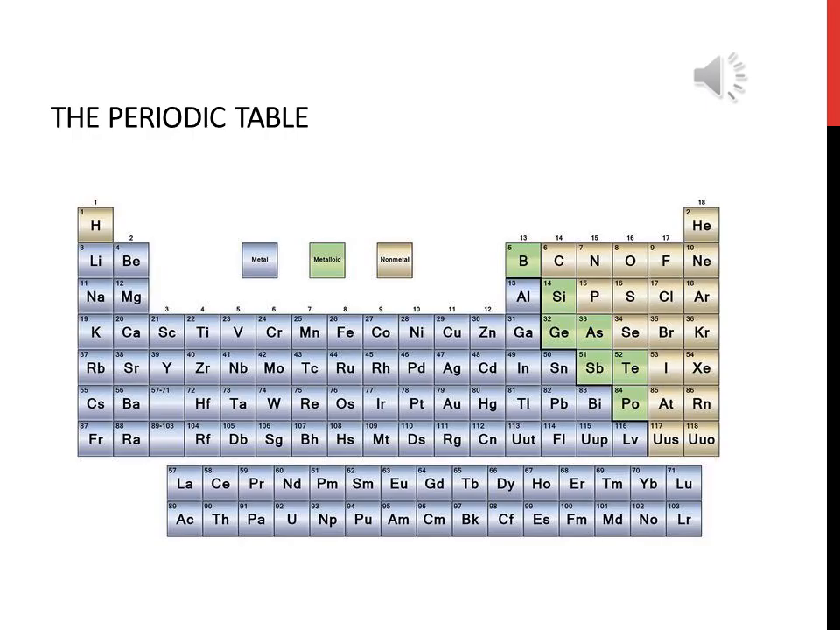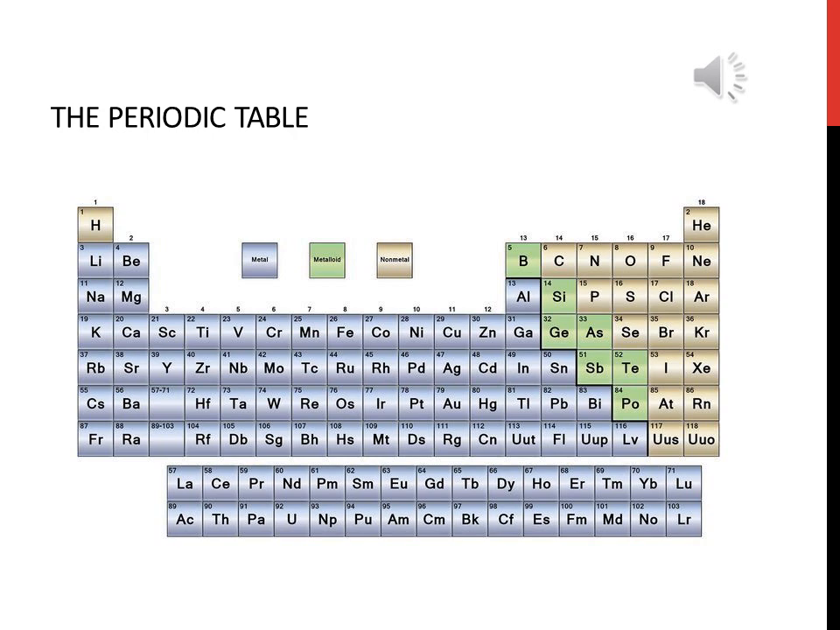The periodic table is a way of listing elements. As you can see in this periodic table, we have different square colors. The ones with the blue color are the metals, like lithium, sodium, beryllium, magnesium, aluminum, copper, zinc, nickel, and so on. Next to them, we have the green squares. They are the metalloids, like boron and silicon. And finally, we have the brown squares, which are the nonmetals, like carbon, nitrogen, oxygen, fluorine, and so on.